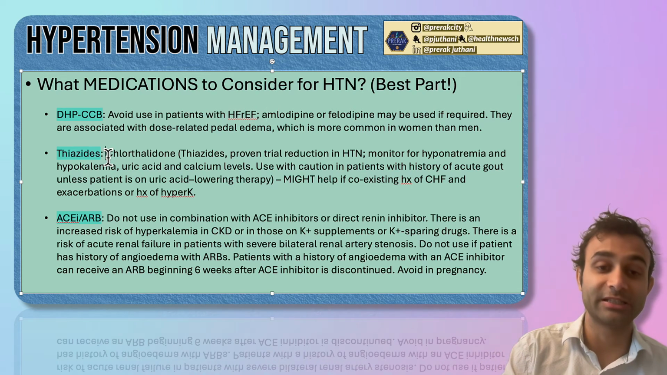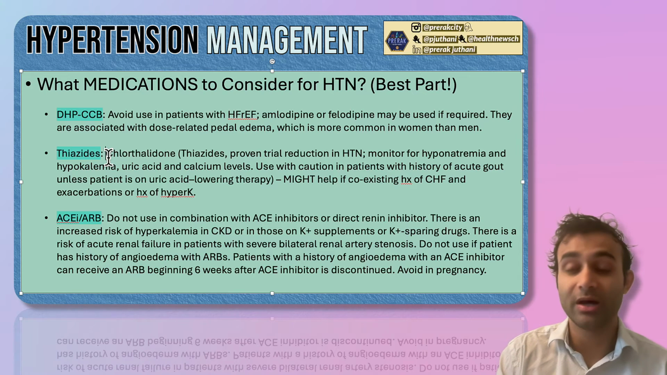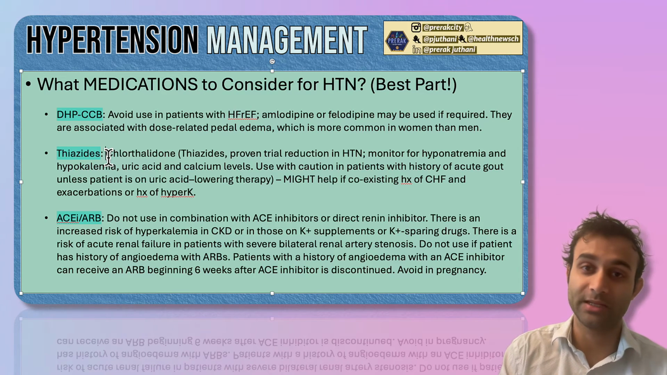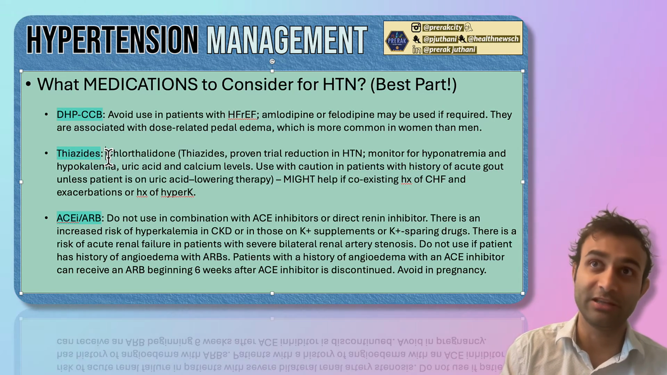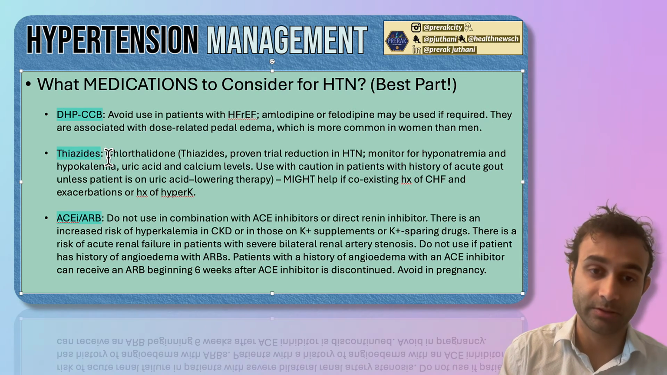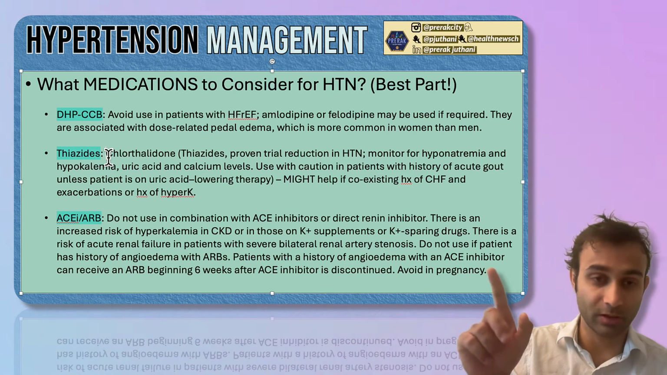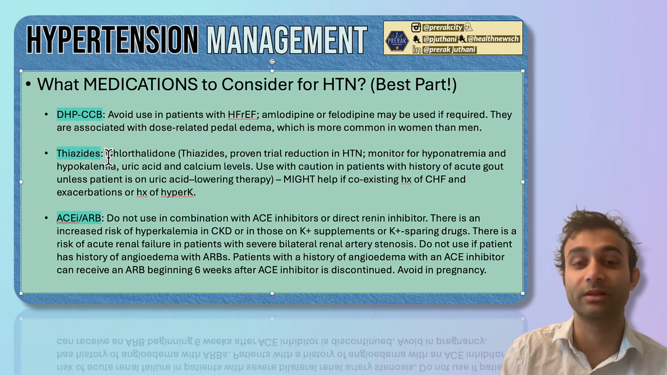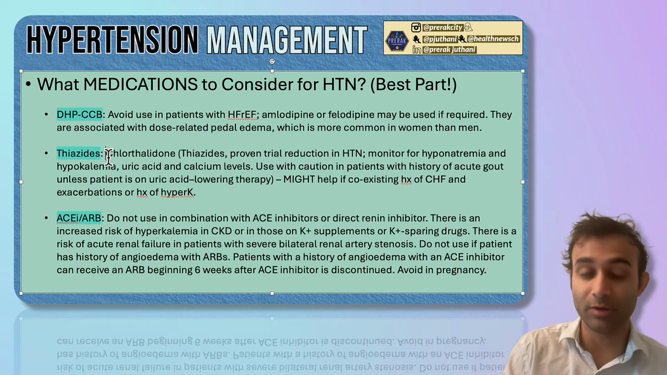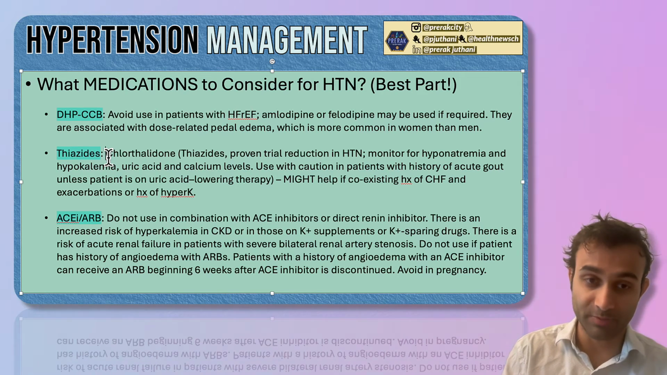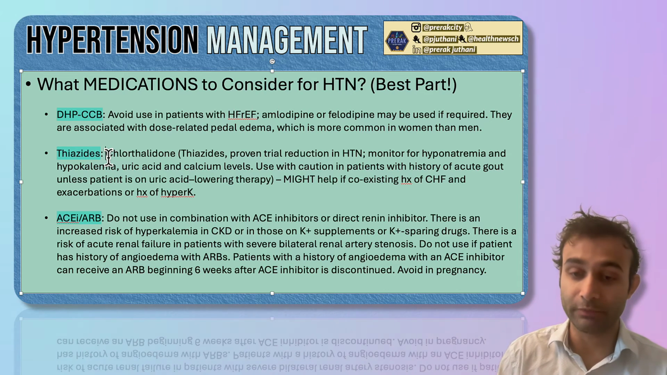Another medication you can consider is a thiazide. A thiazide is a diuretic, and what that means is that it inhibits, I believe, the NCC protein in the distal convoluted tubule of your kidneys. And that causes you to pee out a lot more ions and also causes you to pee out a lot more fluid, and that decreases your blood pressure.